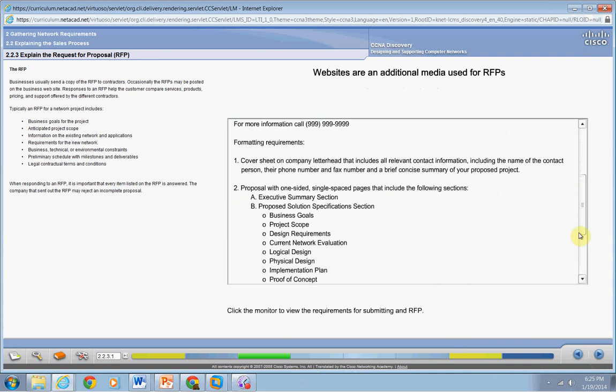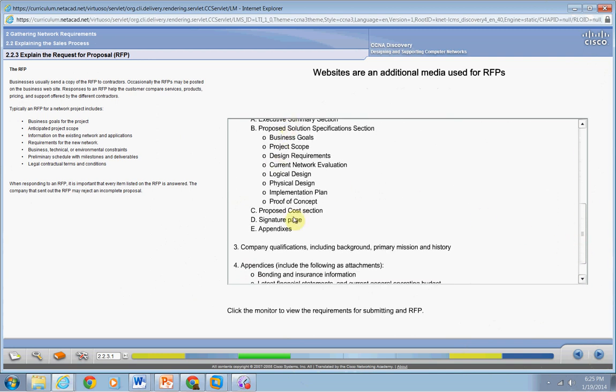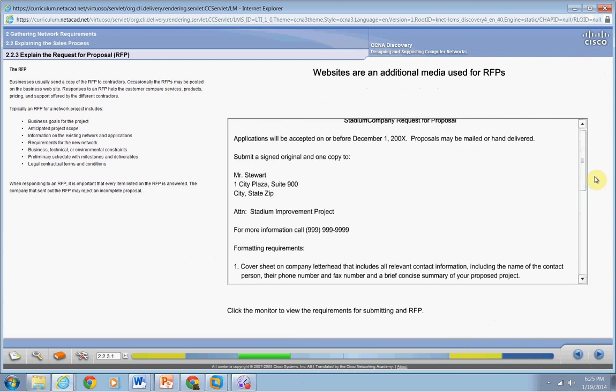And if you fail to do it the way they've explained it, or to answer questions the way they want, then your contract could get thrown out, and you may not get the job because of that. So it's important that you read all these and you answer it in complete detail and give them everything they want. But that is what that looks like.